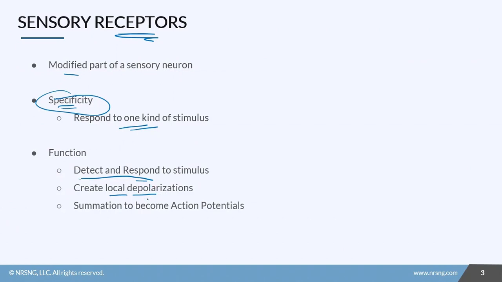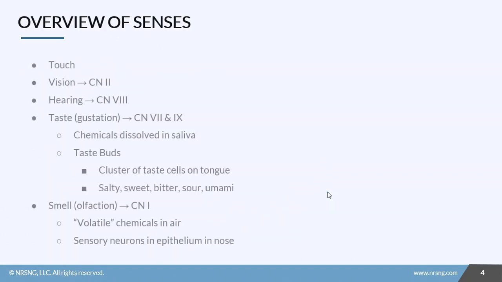And as those local depolarizations start adding together and summating, we actually start to see the development of an action potential. And that action potential is a signal that gets sent down the neuron to the brain and spinal cord for interpretation so that they can react to it. So that's your senses. That's the function of the sensory receptors. So let's just talk a quick overview of senses.